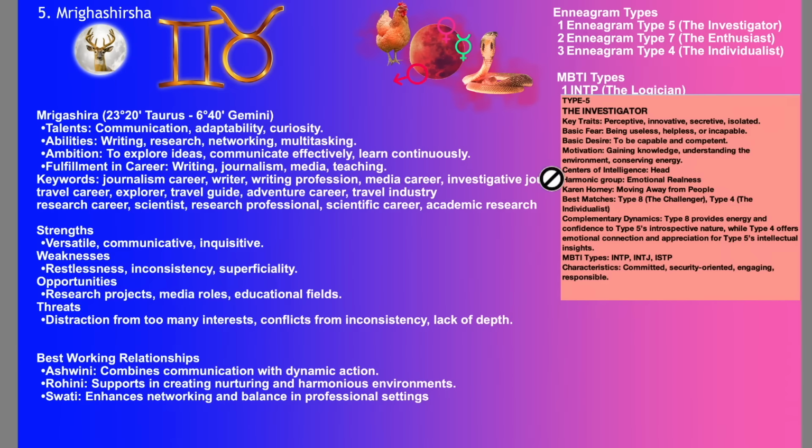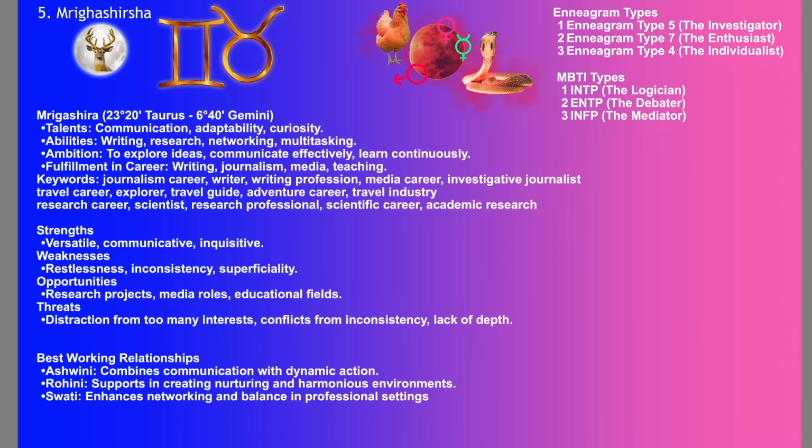media, investigative journalism. Okay? That's where I would put type 5 Enneagram if you're that, along with a dominant Mrigashira in D10, Lord of D10, 10th house, or ascendant of D10, or Lord of the 10th house Nakshatra in D1. Okay? That's where I would put the type 5 guys.